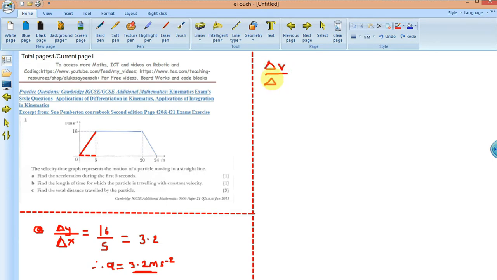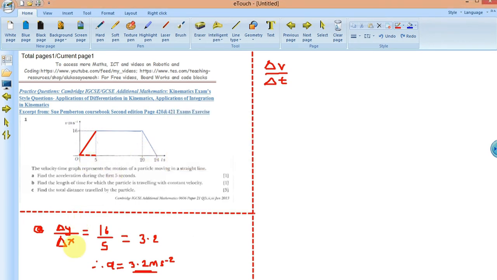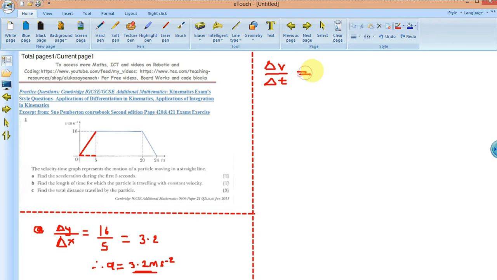Don't forget that what we are considering is the application of differentiation, so it's something like that. So change in v is 16 minus 0, change in t is 5 minus 0, the same way I have it here. What I'm trying to tell you is that this was to find the length of time for which the particle is traveling with constant velocity. So the body moves with uniform velocity where acceleration equals 0. So if this equals 0, that is acceleration equals 0.